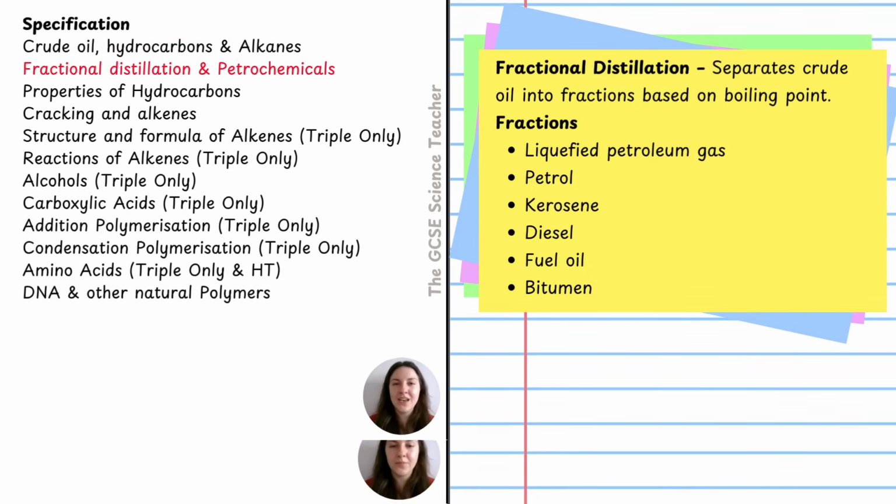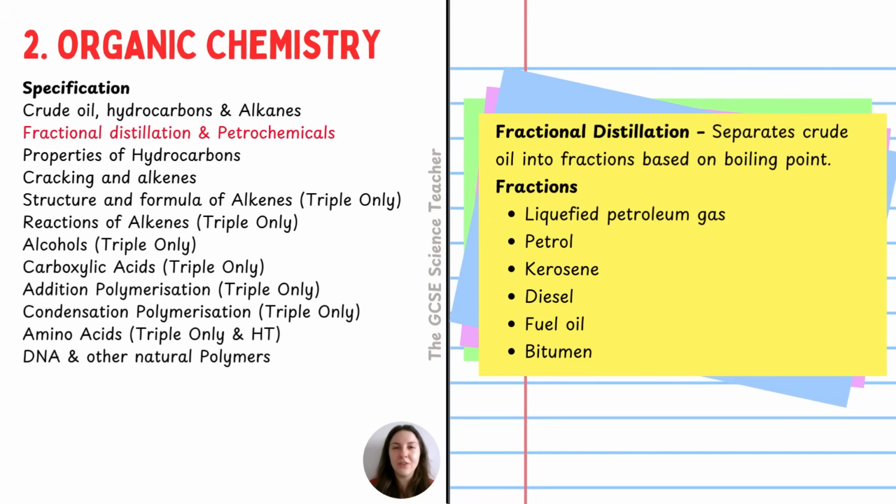Fractional distillation is a separation technique used specifically to separate the fractions or sections of crude oil into different chain lengths based on boiling point. So remember, crude oil is a mixture, and in its raw state, it's not very useful, hence the word crude. So the fractions that you need to know include, from smallest boiling point to largest, and therefore the smallest chain to the largest chain: liquefied petroleum gas, petrol, kerosene, diesel, fuel oil, and bitumen.